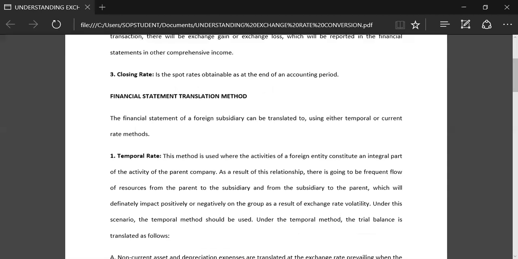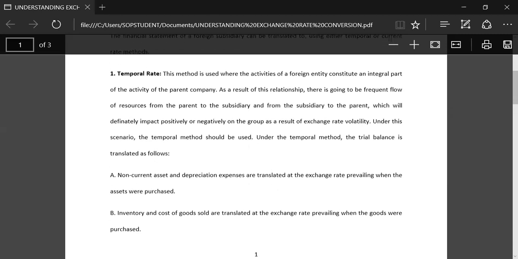Now, in translating financial statements, this usually occurs when businesses have subsidiaries operating in other countries where they use different currencies. And in preparing the financial statement, there's a need to translate the transactions that are taking place or that took place with the subsidiary, converting it to the parent company's currency to prepare the financial statement.